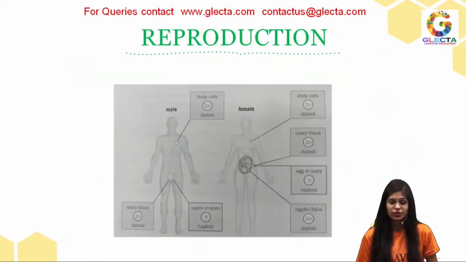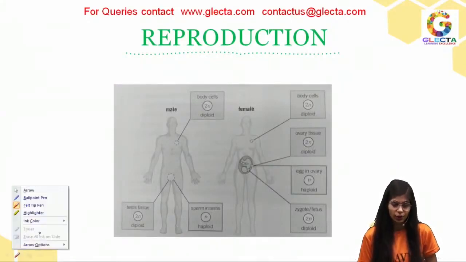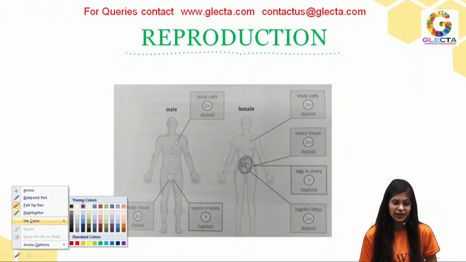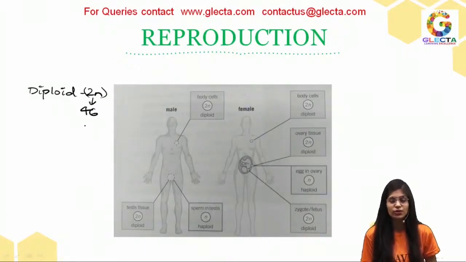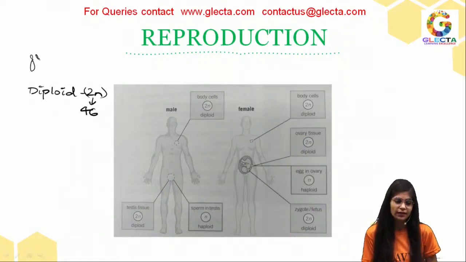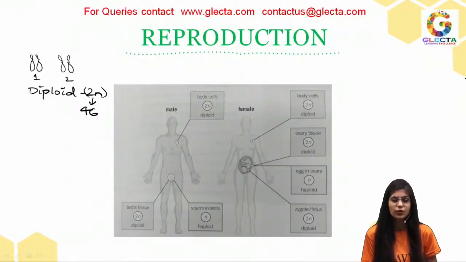This is a diagram that you need to remember. The body cells are all diploid, which means they have 46 chromosomes. I'm writing it here. A diploid cell will always be written as 2n, and this 2n has 46 chromosomes. I showed you a karyotype in which you saw that this was my chromosome number 1, chromosome number 2, like this we have 23.